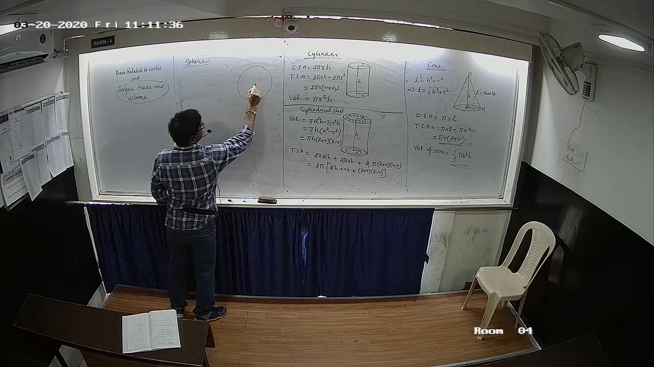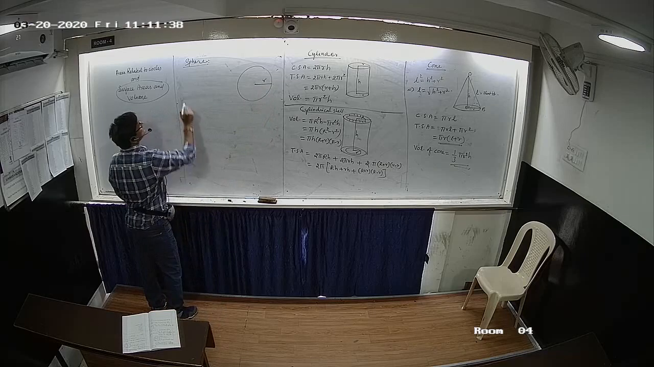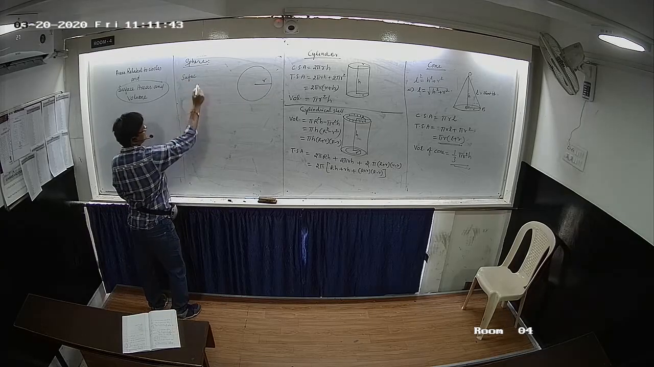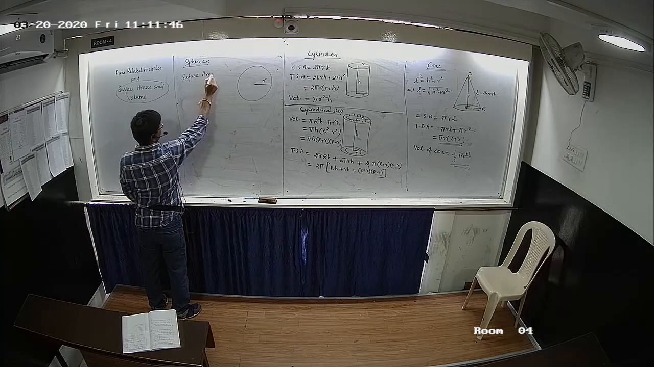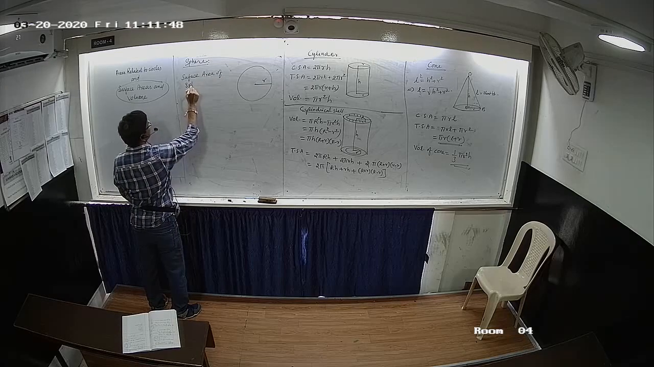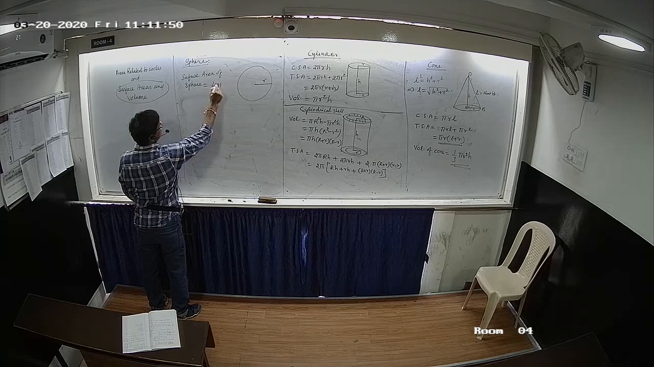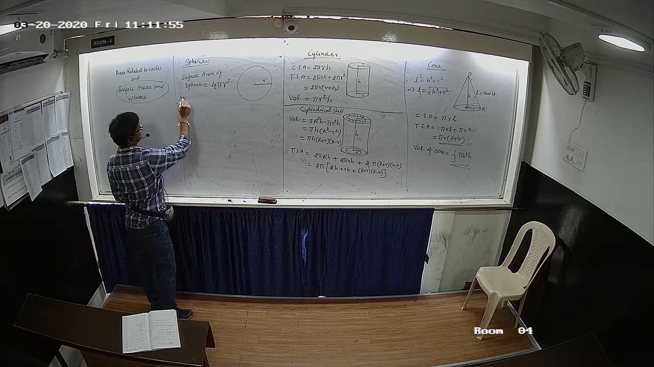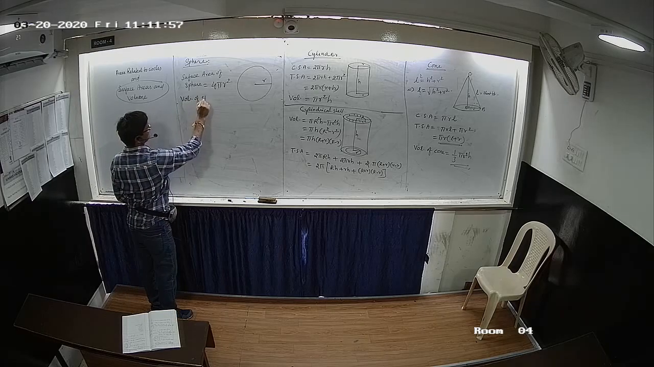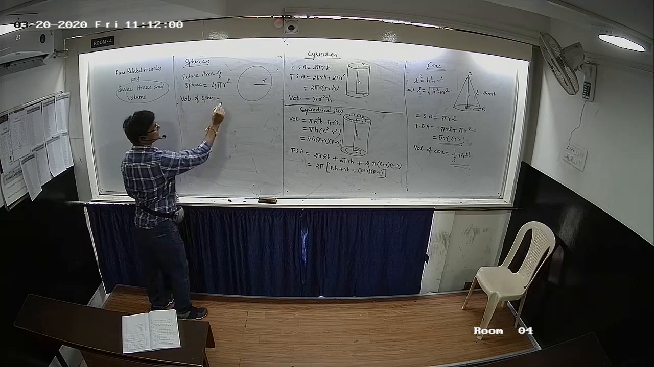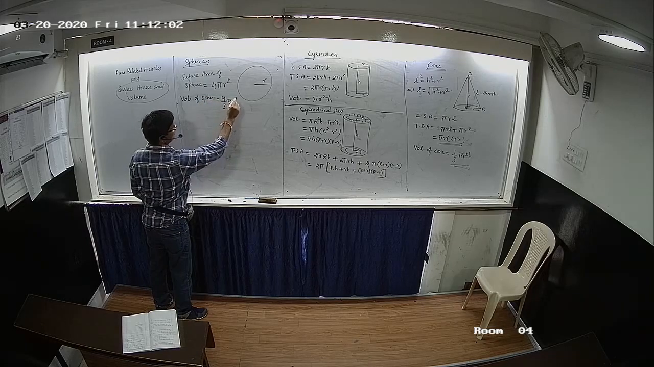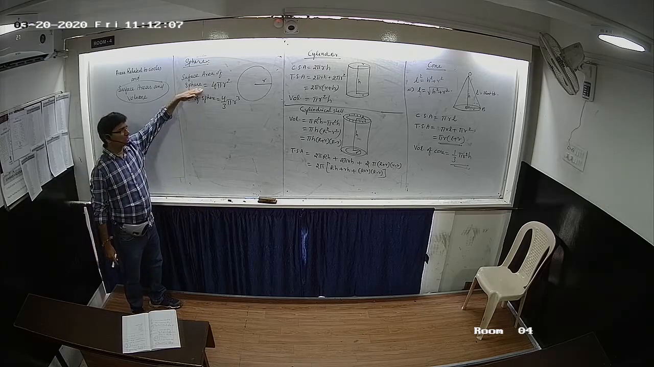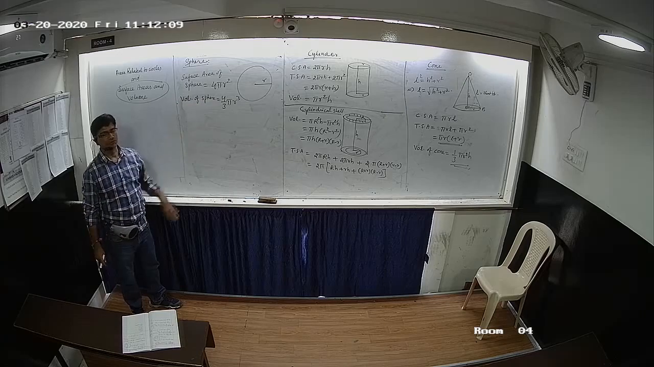So, let the sphere be of radius r. Then the surface area of the sphere, it has got only one surface, is equal to 4 pi r square, and the volume of the sphere is equal to 4/3 pi r cube. The surface area of the sphere is 4 pi r square, and the volume of the sphere is 4/3 pi r cube.